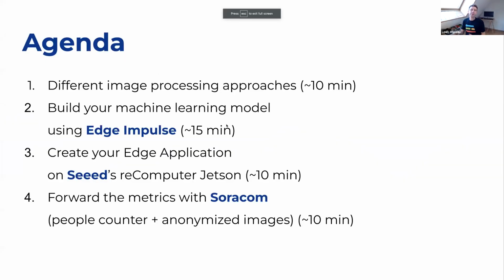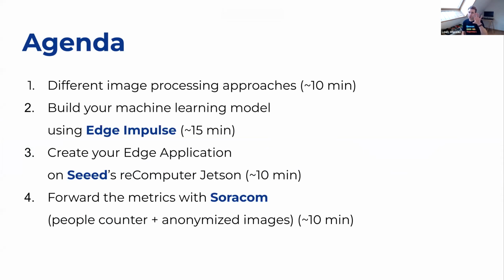All right, so for the agenda of today, I will first go through different image processing approaches. Because when we need to anonymize the image, we need to go through a computer vision approach. Then I will show you, based on the one we've chosen, which is called FOMO, which stands for faster objects, more objects. I will go through that in a minute. How you can build your own machine learning model. It's a custom one, meaning you build it from scratch.